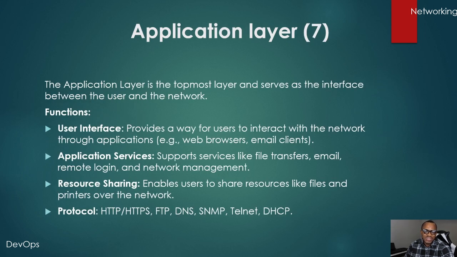Layer 7, which is the application layer, is the topmost layer of the OSI model and serves as the interface between the user and the network. It provides network services directly to the application processes running on a device. Network services like your DNS, which is your domain name system for resolving domain names to IP addresses, your dynamic host configuration protocol for assigning IP addresses to devices on the network, and so on and so forth.